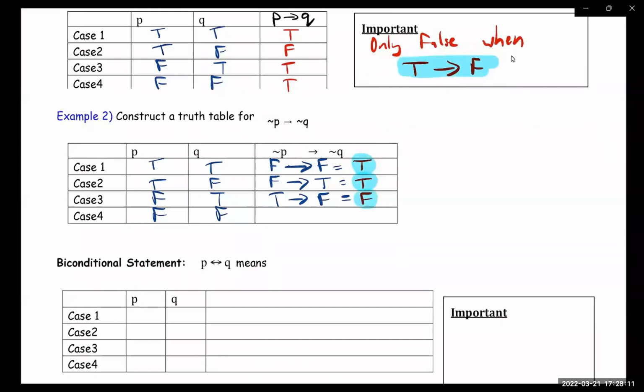All right, and then the last one, if you negate P, you get T. And if you negate F, you get T. T's will be true. That will be true. So there's the cases. The only time this would be false is if P is false and Q is true, then this statement would be false. Otherwise, it's going to be true.